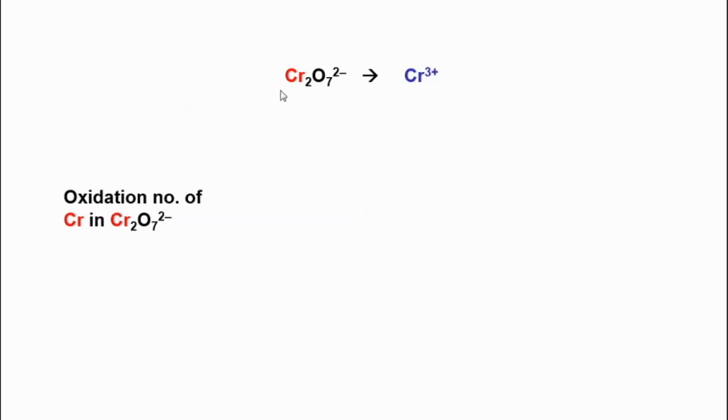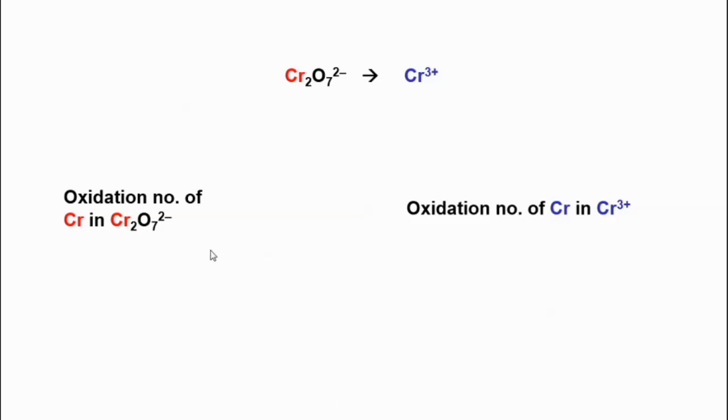We are going to look at chromium, since chromium is in the reactant side and also in the product side. Now let's look at the oxidation number of chromium in dichromate, and then the oxidation number of chromium in chromium 3, because from here we are going to determine whether the oxidation number increases or decreases. For this reaction to be a reduction reaction, the oxidation number of chromium must be decreasing. Now let's check whether it is true or not.